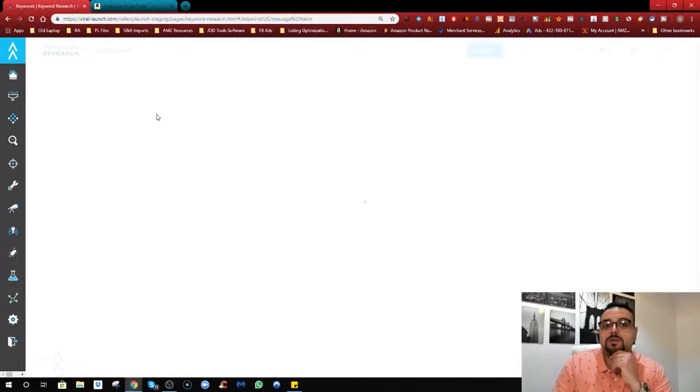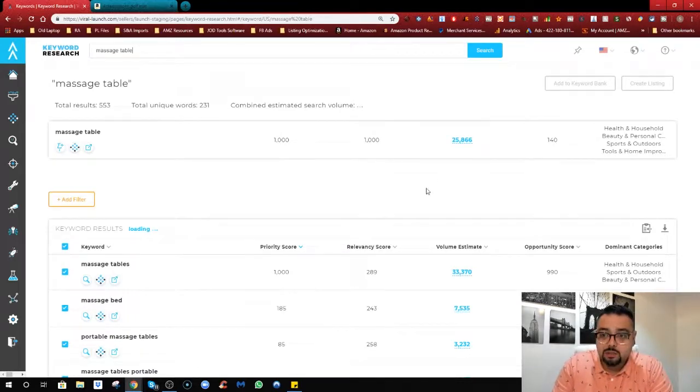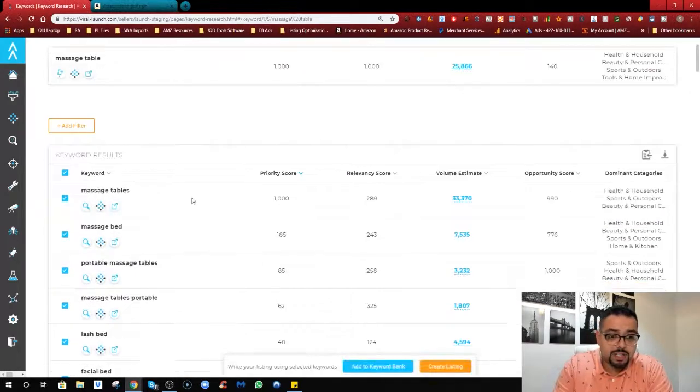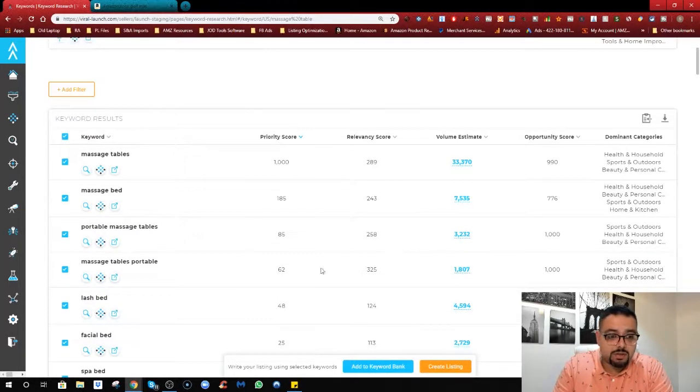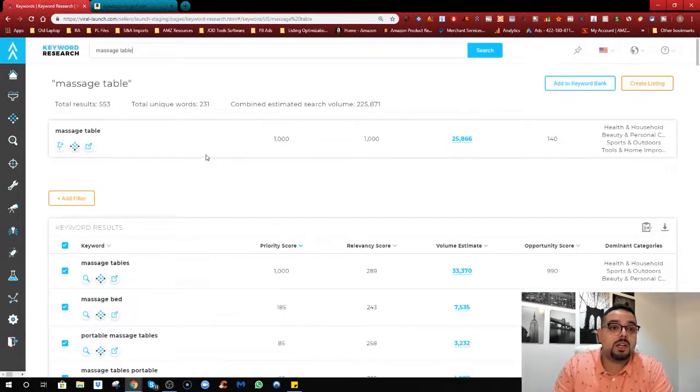Let's see how much search volume this product has. So, massage table itself has 25,000. Then we have massage tables, plural, is 33,000, which is amazing. Massage bed, 7,000. Portable massage table, this is very targeted, very awesome one, 3,000. That's actually not bad, has a few things. Has more than 10,000 that we need.